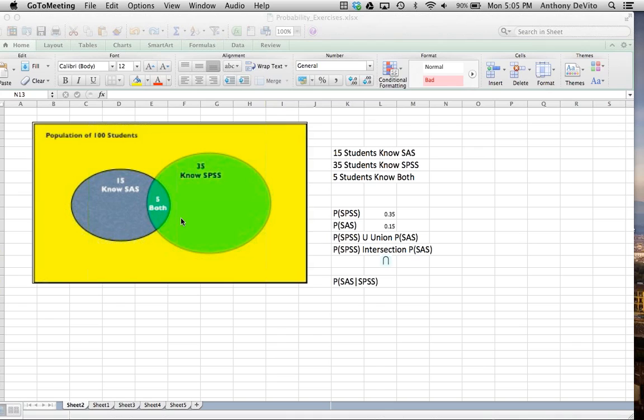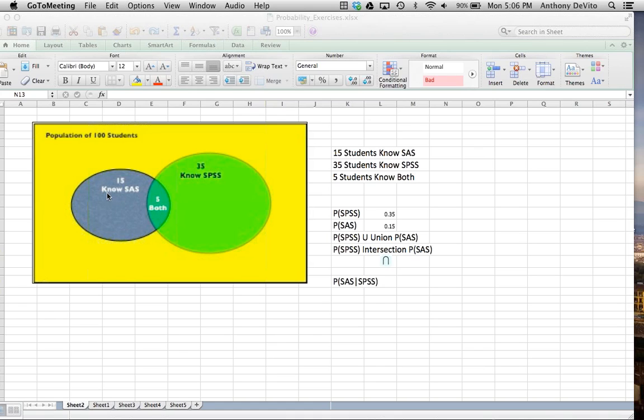Okay, how many students know SAS or SPSS total within this group? Anybody want to make a prediction on that? What do you think? It's a little tricky. Let's see. Well, 15 and 35, you would think, right? Well, that's not really true, is it? 5 of the students overlap.